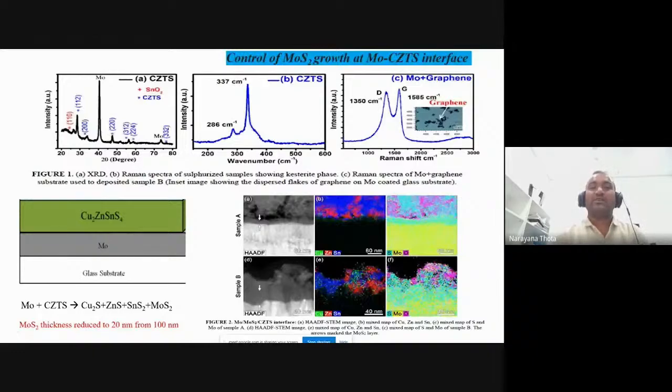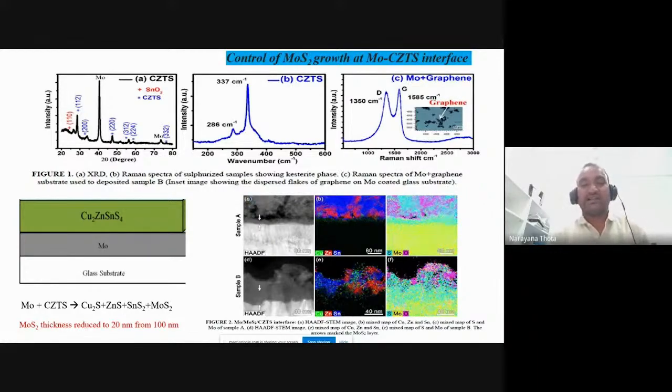So what we tried is depositing graphene between the molybdenum and the absorber material. We took graphene flakes dissolved in DMF and spin coated the graphene. After that we processed the material synthesis. In the cross-sectional TEM, without graphene we could notice about 100 nanometers of MoS2. But with the graphene interlayer, the thickness comes down to 20 nanometers. That means we are able to control the unwanted MoS2 with graphene at the interface.